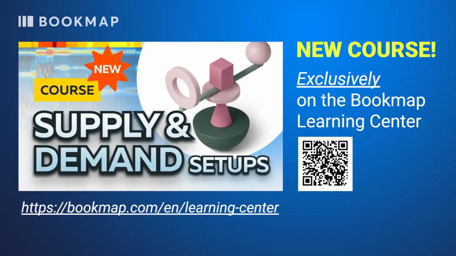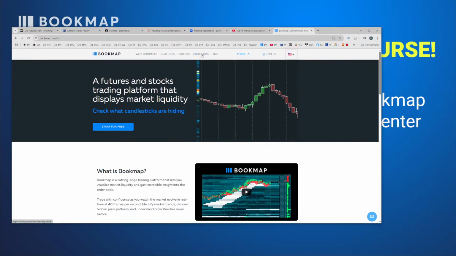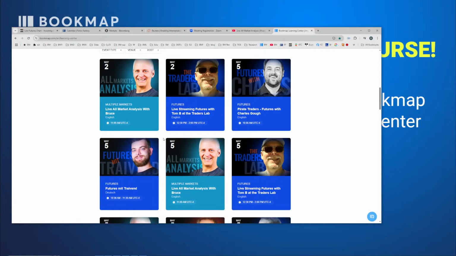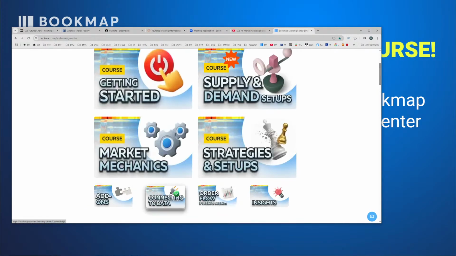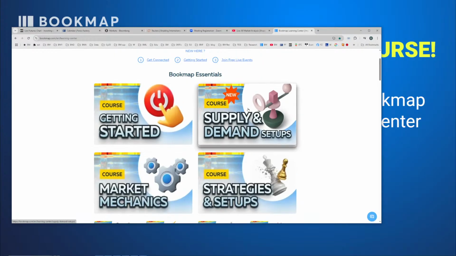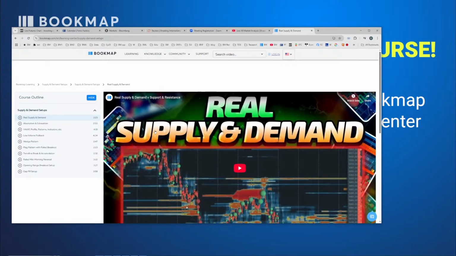If you go to bookmap.com and come up here to click on the education link, then you're in the Learning Center. You'll see all sorts of different courses. You'll see our calendar of events and everything, and there's a lot of good stuff in here. Market mechanics course and different strategies and getting started about how to use all the features in Bookmap, but it is this course that is new here, the supply and demand course. So let's click on that and take a quick look.